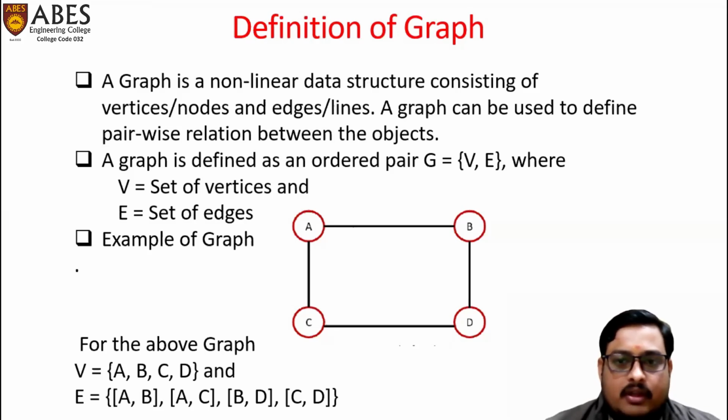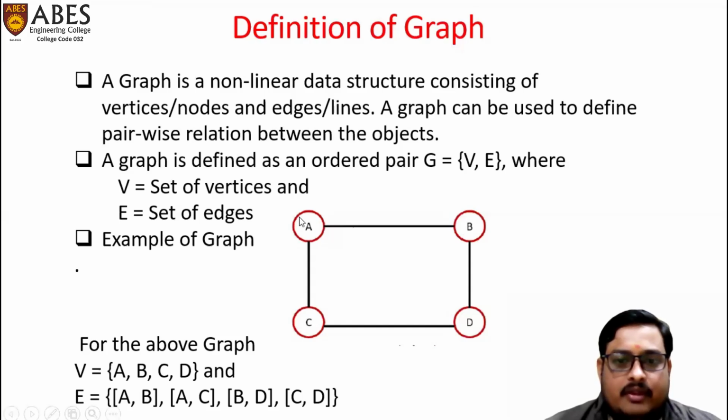So if we write the definition of the graph, we can say graph is an ordered pair. Let's say G is the set of V and E, where V is the set of vertices, or we can say nodes, and E is the set of edges.